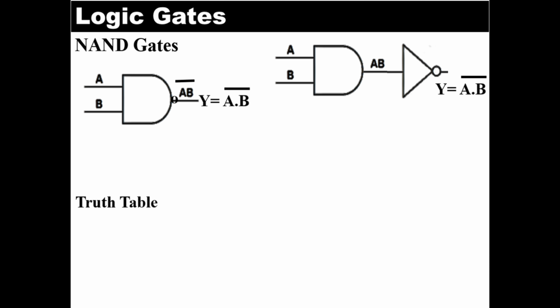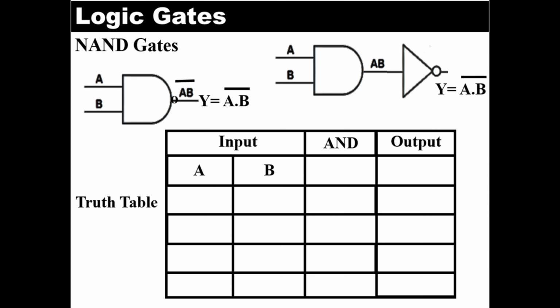Again A and B are the inputs with all possible values. Now we know the output of the AND gate, which is 0, 0, 0 and 1. This output is given to the NOT gate. So the output of the NOT gate will be 1, 1, 1 and 0. So this is the output of the NAND gate, which is exactly opposite to the AND gate.